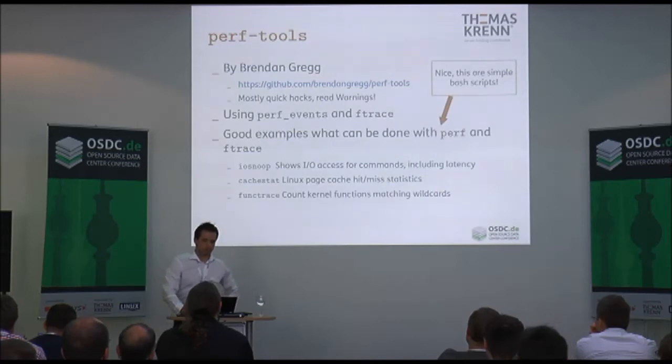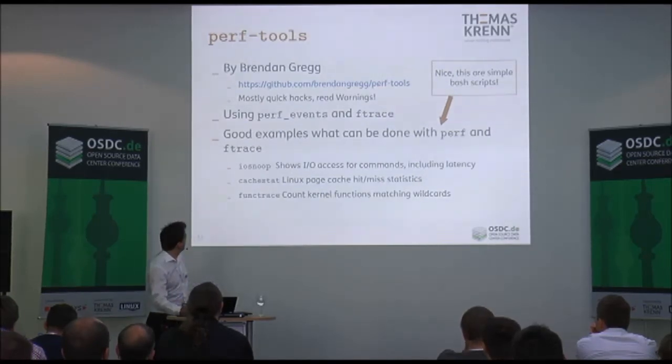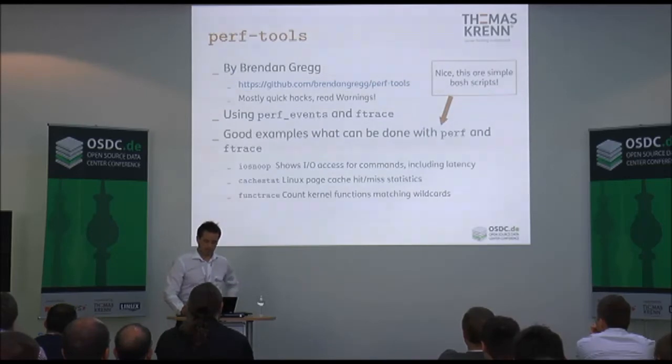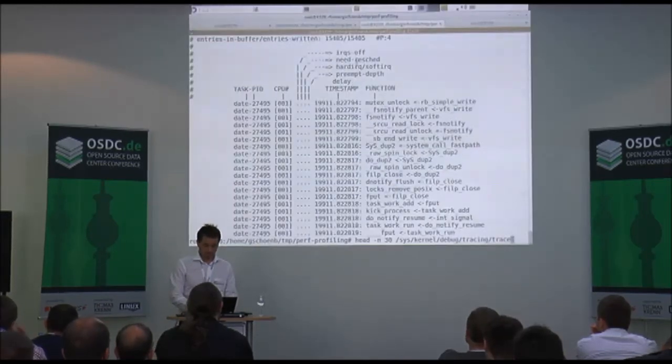Brendan Gregg has also written some nice tools to show what is possible with ftrace and the perf events. Some good examples are iosnoop, which shows the IO access for your block devices, including its latency, so you can check what latency the command is producing. You can check with cachestat how well your Linux page cache is used, and I want to show you that these are really simple bash scripts.